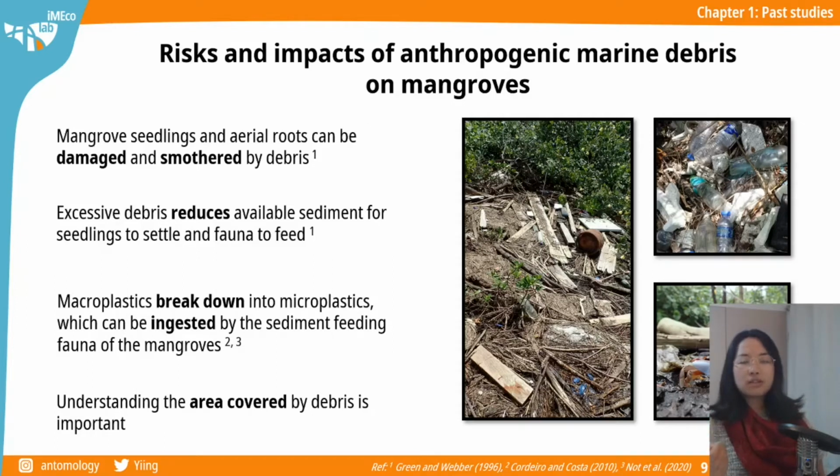And also, excessive debris can reduce the places for surface sediment feeding organisms like crabs and snails. And because there's so much rubbish there, that rubbish can break down into microplastics, and again, those crabs and snails are at risk of ingesting it. What we found in the surveys we've done in Hong Kong is that some of these Hong Kong mangrove crabs do have plastics in their bodies, so they have already been eating this plastic. And so I think understanding the area covered by debris is really important in terms of trying to understand the potential impacts caused by plastic pollution.